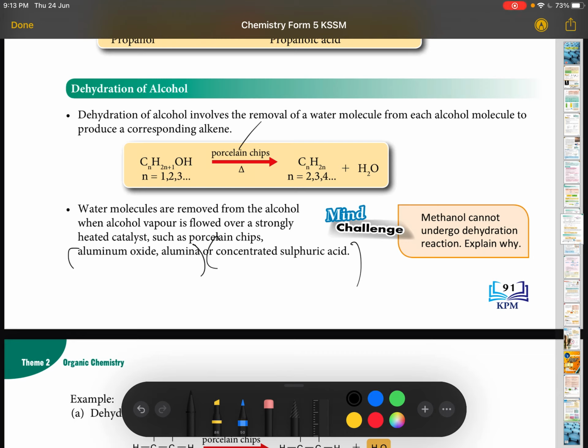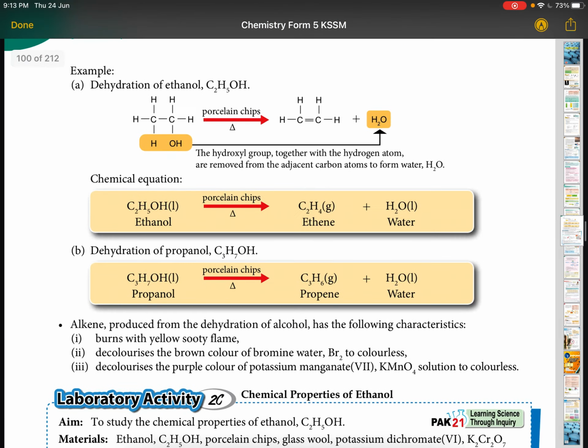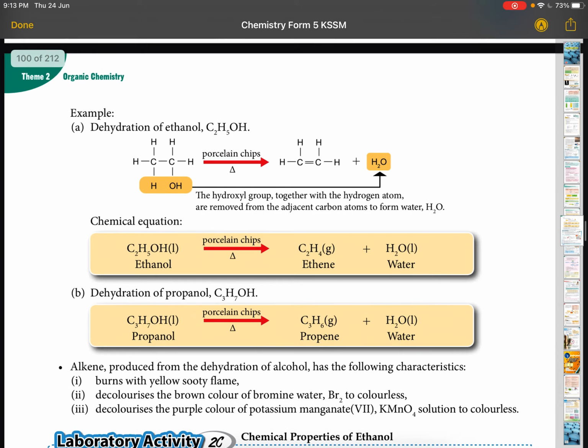Compound, where is it? Give me a bit, looking at the book again. Oh, here. It's either passed through a heated catalyst, or if it's under sulfuric acid, it has to be heated under reflux. Okay, there's other reflux reactions. I'll talk more about that later.